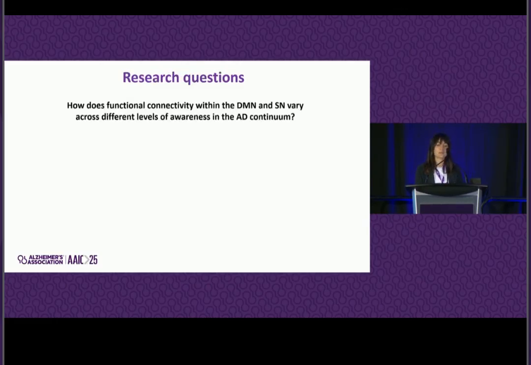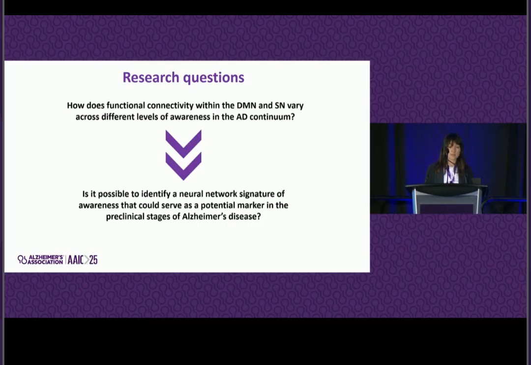So our research question was this one: how does functional connectivity within the default mode network and salience network vary across different levels of awareness in an AD continuum? And is it possible to identify a neural network signature of awareness that could serve as a potential marker of the preclinical stages of Alzheimer's disease?